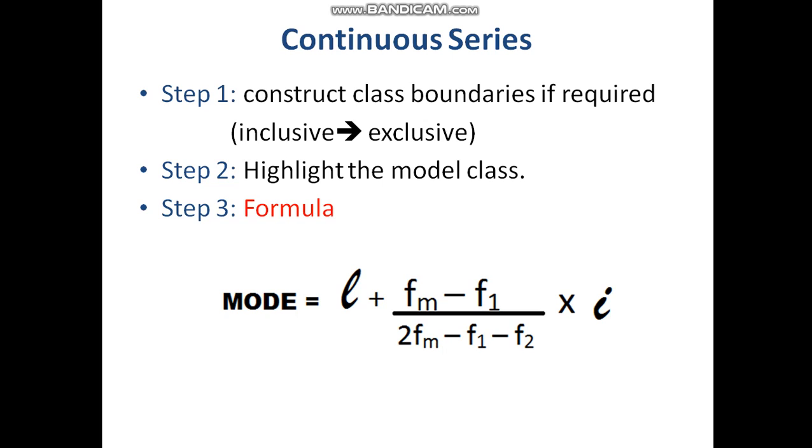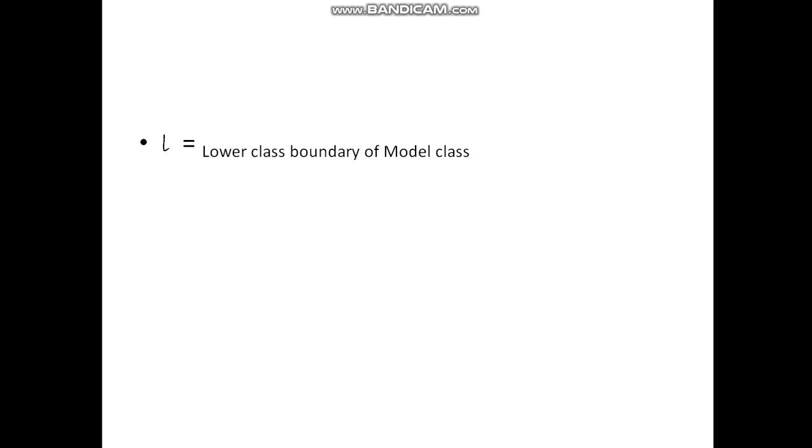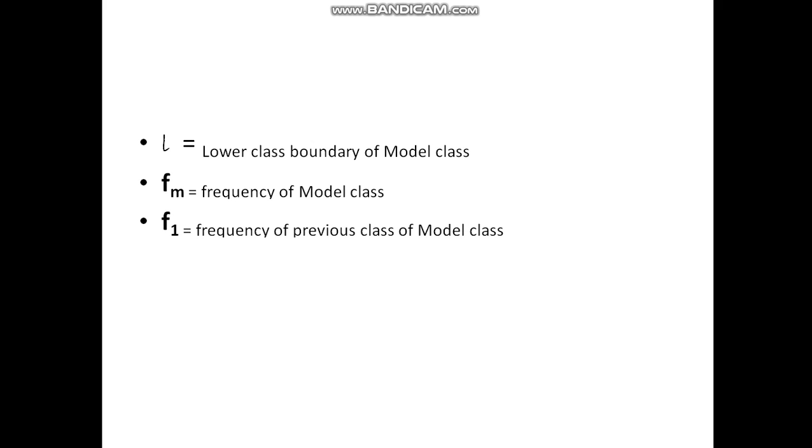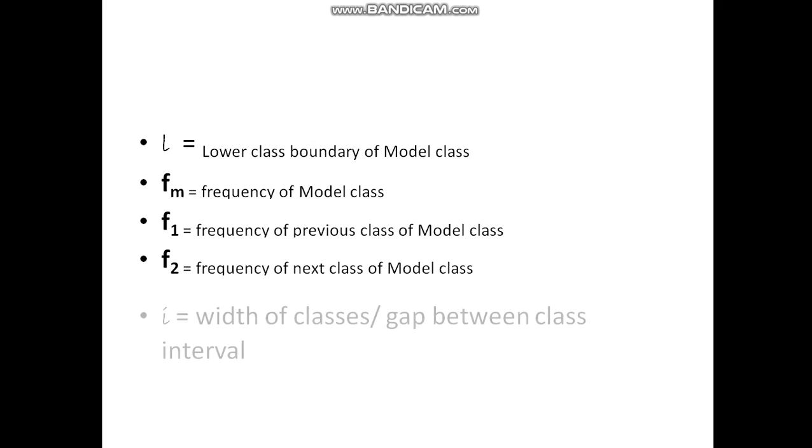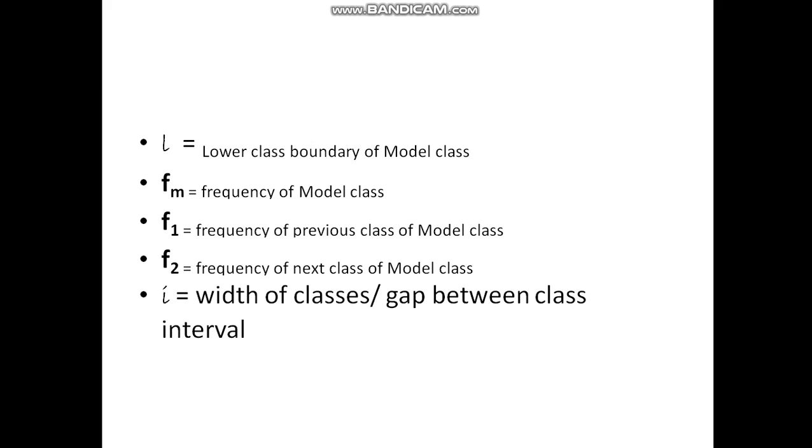So mode is equal to L plus (f of m minus f of 1) over (2 into f of m minus f of 1 minus f of 2) into i. L is the lower class boundary of the modal class, fm is the frequency of the modal class, f1 is the frequency of the previous class of the modal class, f2 is the frequency of the next class of the modal class, and i is the width of the class, the gap between the class interval. It's clear?